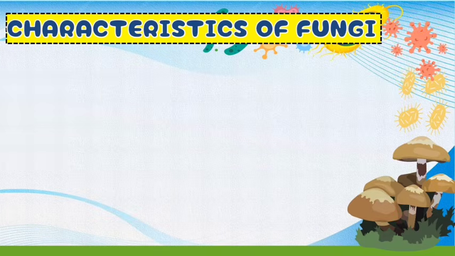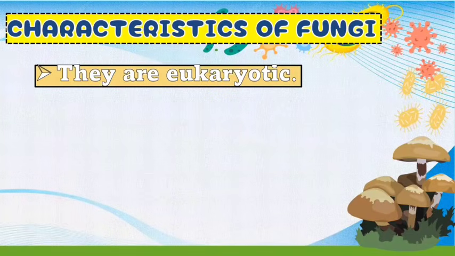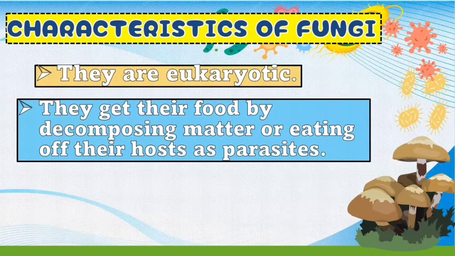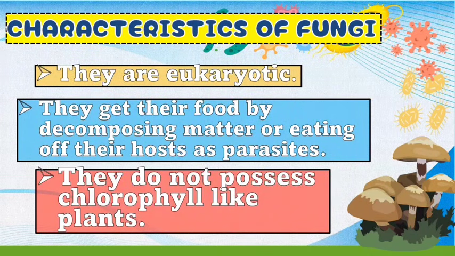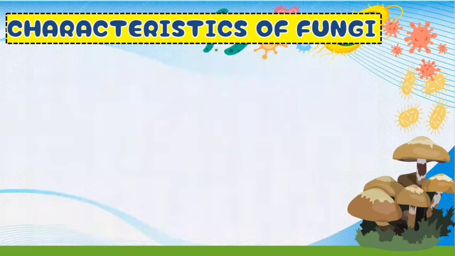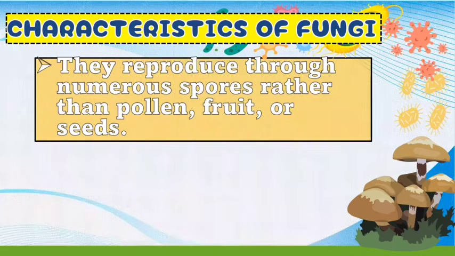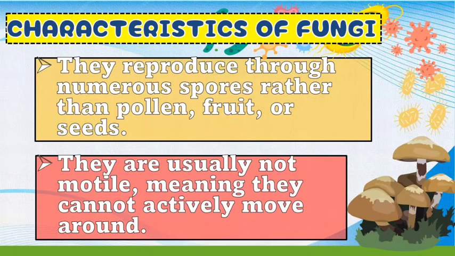These are the characteristics of fungi. 1. They are eukaryotic. 2. They get their food by decomposing matter or eating off their host as parasites. 3. They do not possess chlorophyll like plants. 4. They reproduce through numerous spores rather than pollen, fruit, or seeds. And then 5. They are usually not motile, meaning they cannot actively move around.